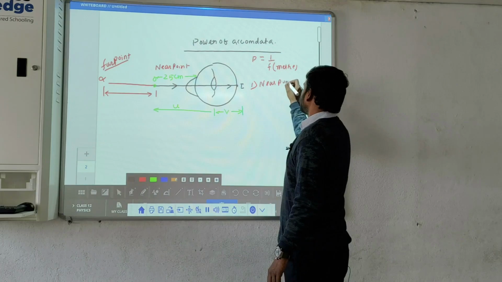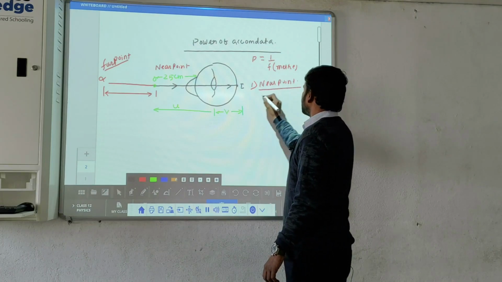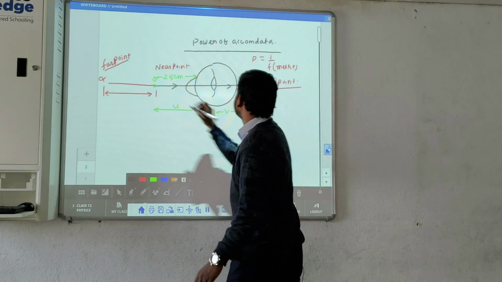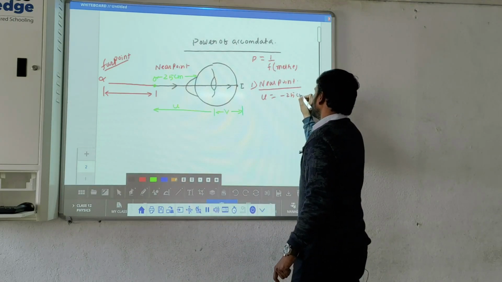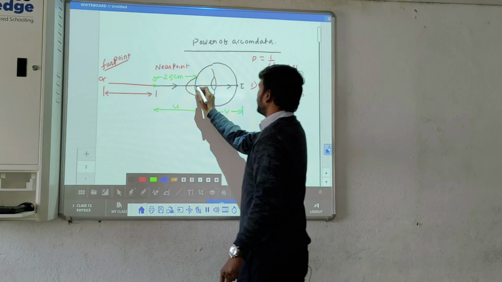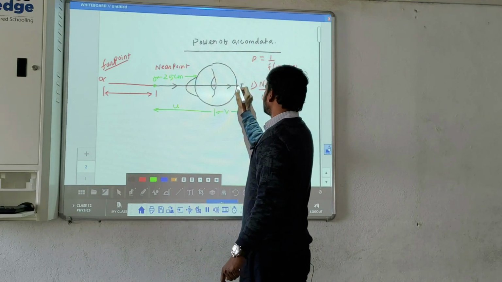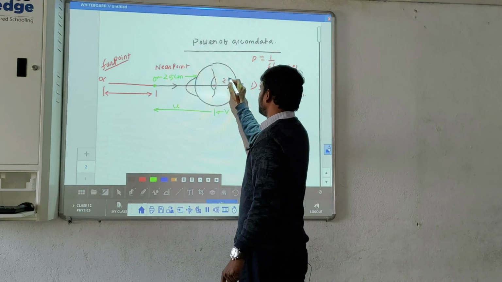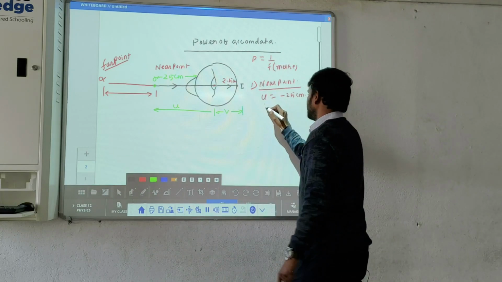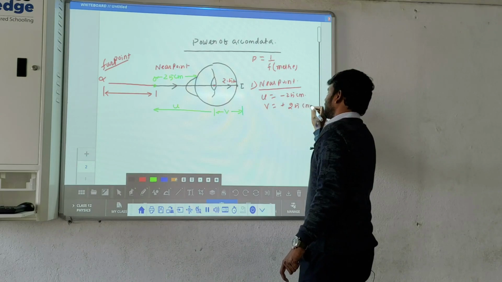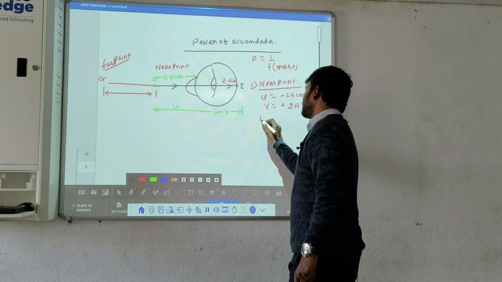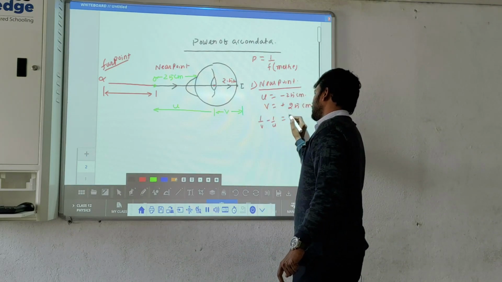For the near point, what is the position of the object? The object distance U will be equal to 25 centimeter and it is placed towards the left, so by sign convention I am taking 25 centimeter with a negative sign. Where is the position of the image? The image is formed at the retina. This distance is basically equal to 2.5 centimeter. So image distance towards the right I can take as positive 2.5 centimeter. Then by lens formula, 1 by V minus 1 by U is equal to 1 by F.